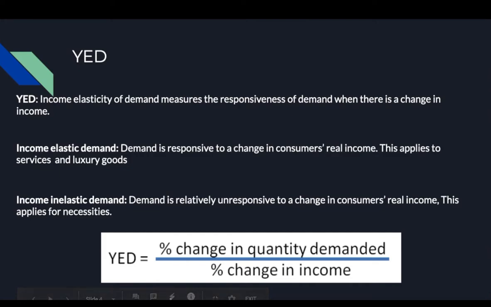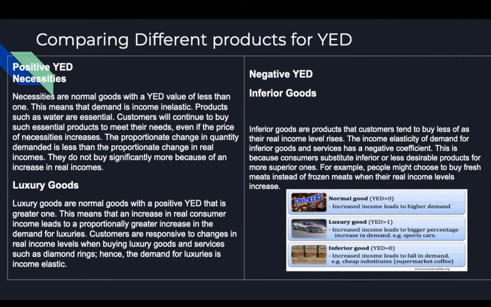So now I'll be going through what YED is. YED is income elasticity of demand, and it basically measures the responsiveness of demand when there's a change in income. A product can either have income elastic demand or income inelastic demand. Income elastic demand is when demand is responsive to change in consumers' real income, and this applies for luxury goods. Income inelastic demand is relatively unresponsive to change in consumers' real income. This applies for necessities. YED can also be calculated by the percent change in quantity demanded divided by the percent change in income.